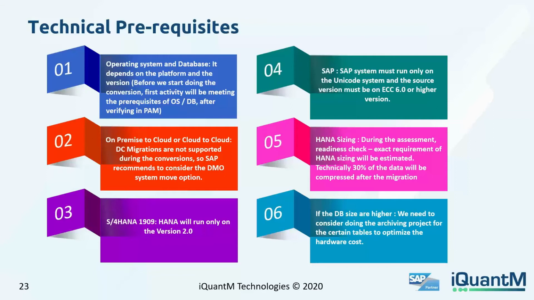In addition to that, the latest version of SAP S4HANA is 1909. If you want to have the 1909, the database should be HANA version 2. So we have to make sure that the technical prerequisites are met for you to do system move along with your database conversion during the S4 conversion. So there are certain prerequisites which have to be met based on the target version that you want to move to or migrate to.